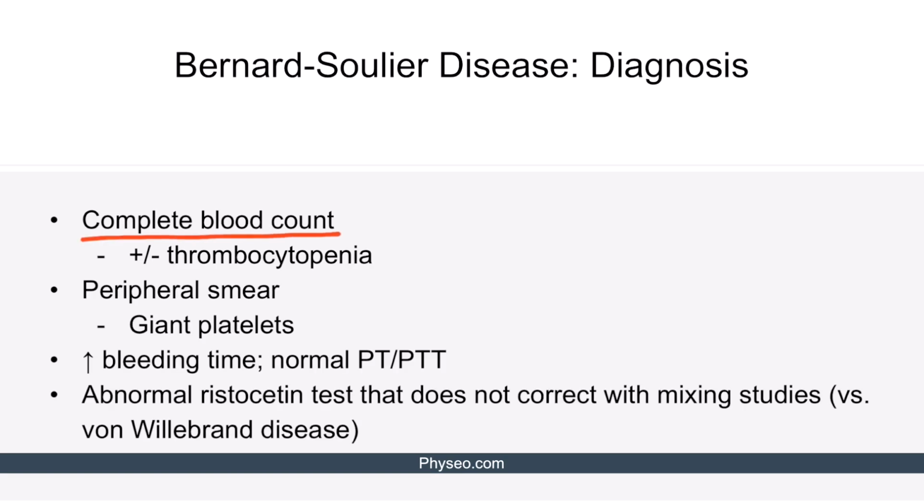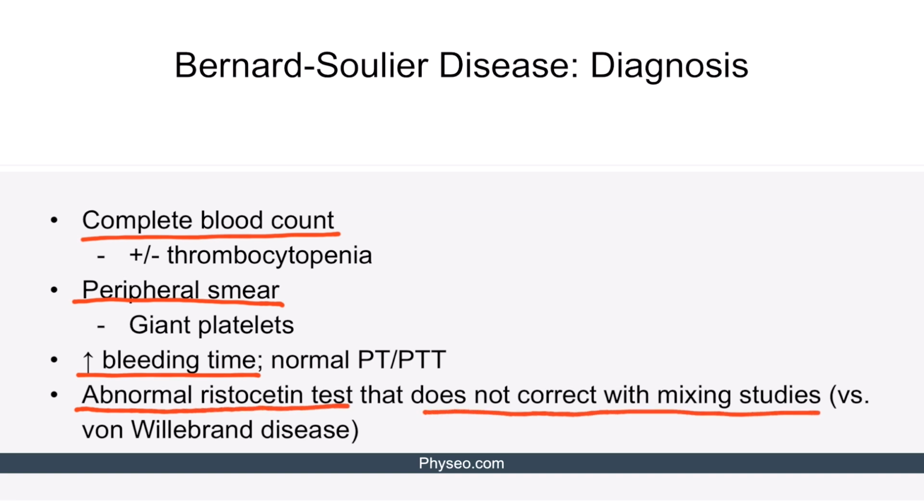A complete blood count may reveal thrombocytopenia because GP1B plays an important role in platelet formation in the bone marrow. A peripheral smear will show giant platelets because GP1B deficiency does not allow platelets to mature in the bone marrow. Bleeding time will be increased because this disorder interferes with primary hemostasis. On the other hand, prothrombin time and partial thromboplastin time will be normal because Bernard-Soulier disease does not interfere with the coagulation cascade. Finally, Bernard-Soulier disease is characterized by an abnormal ristocetin test that does not correct with mixing studies.